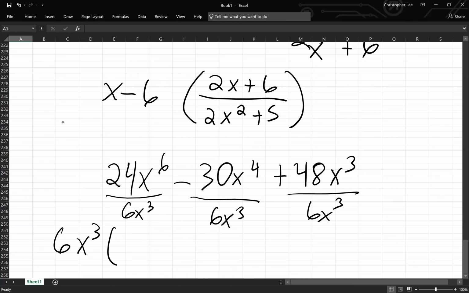So when we divide that out, 24 divided by 6 is 4. And then x to the 6 divided by x to the third is x cubed. A negative divided by a positive is a negative. 30 divided by 6 is 5x. Good. And 48x cubed divided by 6x cubed is what? 8. And that's it.